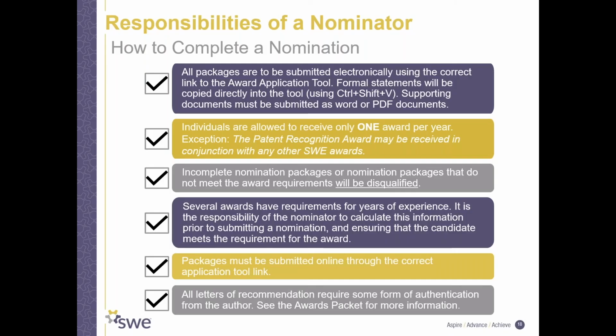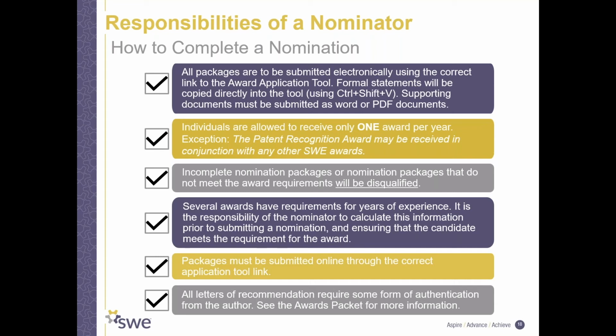Responsibilities of a nominator. So to complete a nomination, all packages have to be submitted electronically using the correct link to Smarter Select. Formal statements will be copied directly into the tool again this year using Control-Shift-V. Supporting documents must still be submitted as a Word or PDF document in Smarter Select. Individuals are allowed to receive only one award per year, with the exception of the Patent Recognition Award. Incomplete nomination packages or nomination packages that don't meet requirements will be disqualified.